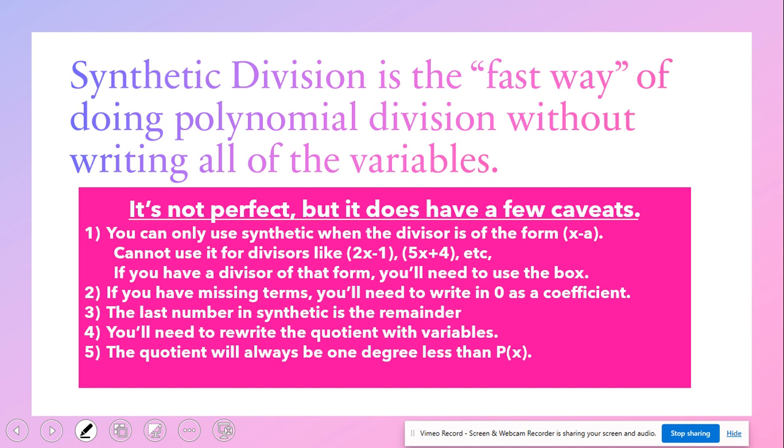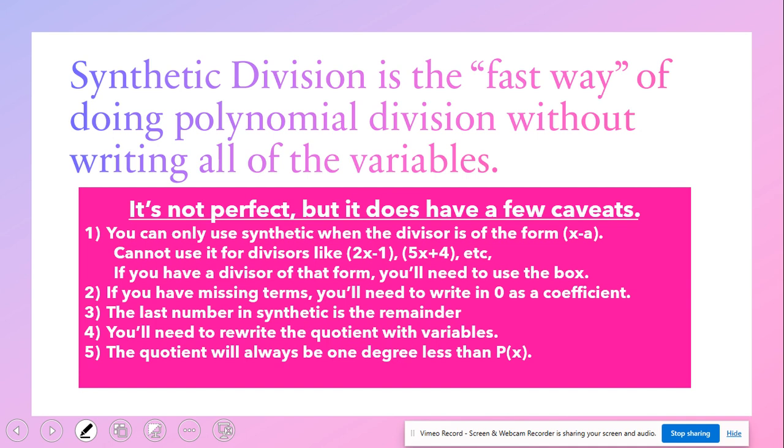Number 1, you can only use synthetic division when the divisor is the form x minus a. This means like if you have a number in front of x, you cannot use synthetic division for this. So if you have something like a polynomial divided by 2x minus 1 or a polynomial divided by 5x plus 4, you cannot use synthetic division. You have to go back to the box. So I don't want you to forget the box, but know that sometimes you can use synthetic.